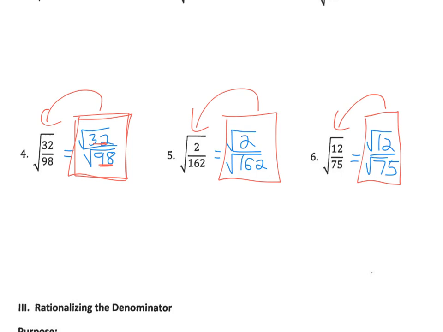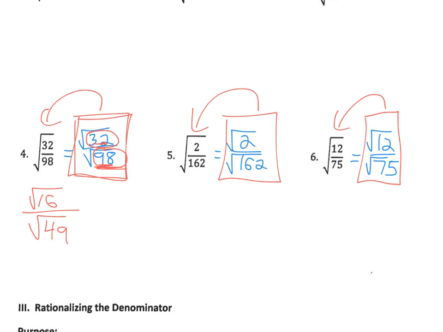So on all these 4, 5, and 6, I can simplify the square roots. 32 and 98. Let's see here. I know they're both even, so 2 goes into both. So 2 goes into the 32 16 times. So this is like saying square root of 16 over, and then 2 goes into 98 49 times. So that's square root of 49.